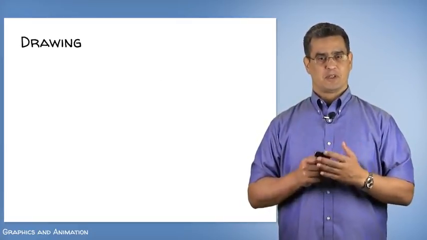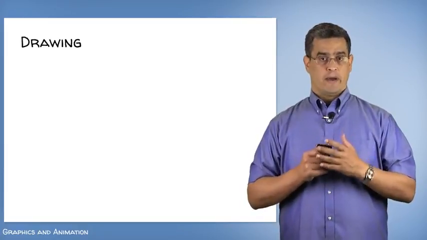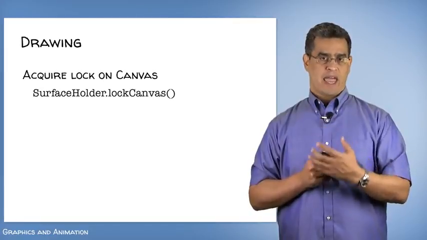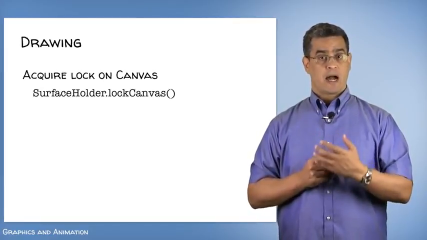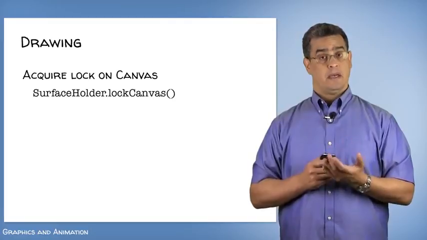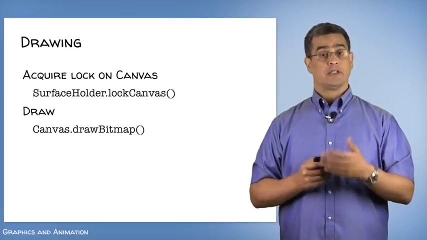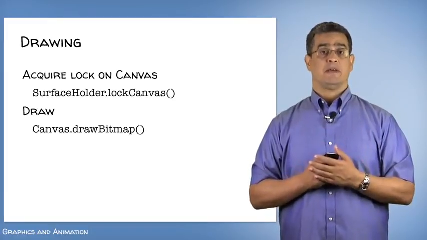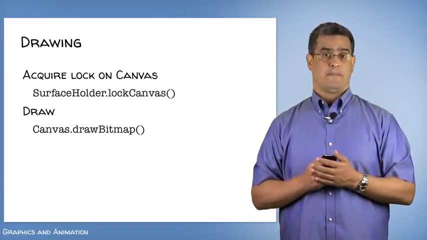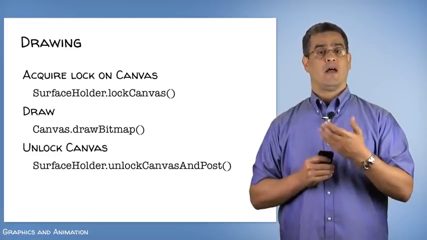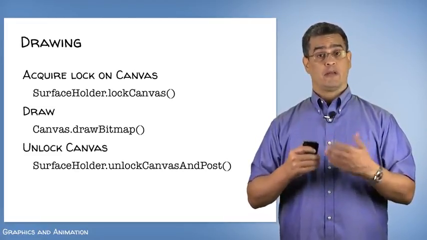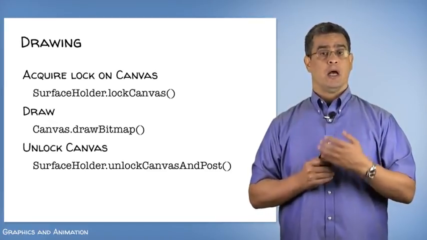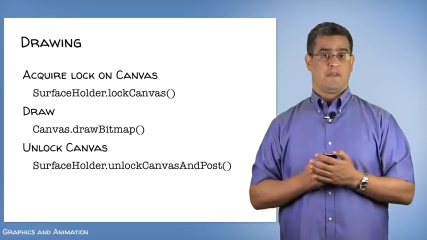So once you've set up the surface view, you can start drawing on it. To draw, you'll first acquire a lock on the canvas by calling the lockCanvas method. Next, you do whatever drawing operations you want to do on the canvas, for example, by calling a canvas method such as drawBitmap. And last, you unlock the canvas, allowing Android to update the display. And you'll do this by calling the surface holder's unlockCanvasAndPost method.